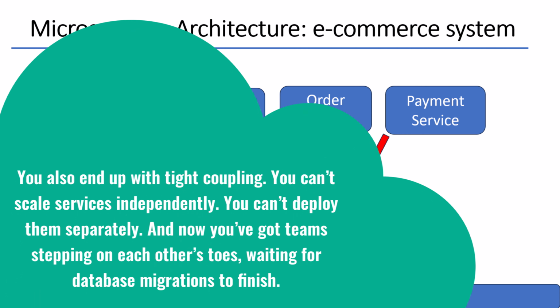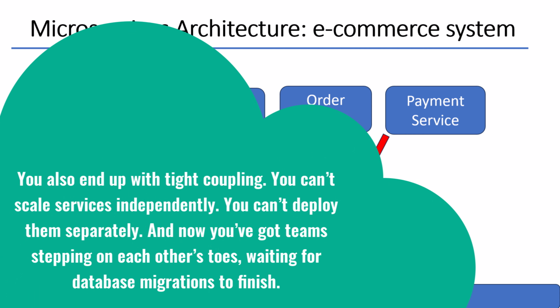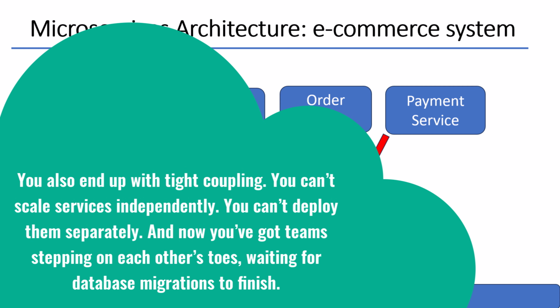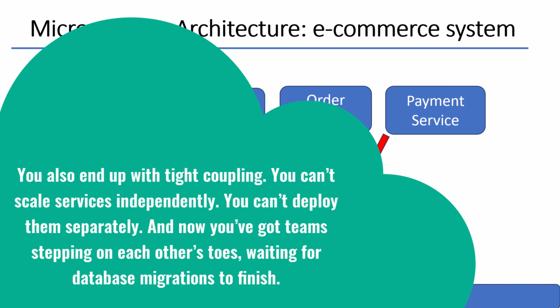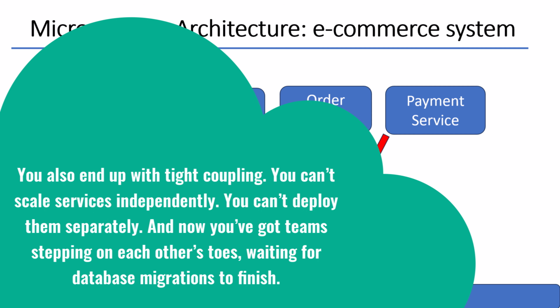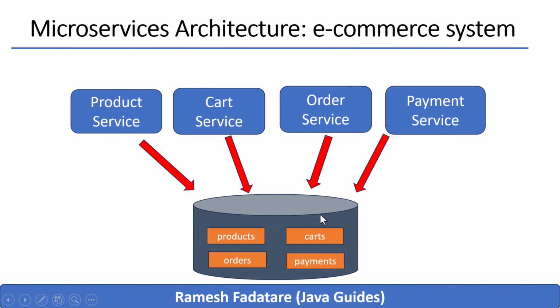You also end up with tight coupling. You can't scale services independently, you can't deploy them separately, and now you've got teams stepping on each other's toes, waiting for database migrations to finish. This is exactly what the database per microservice pattern solves.